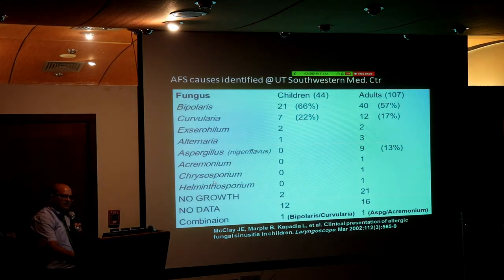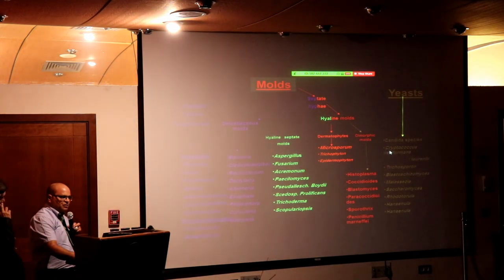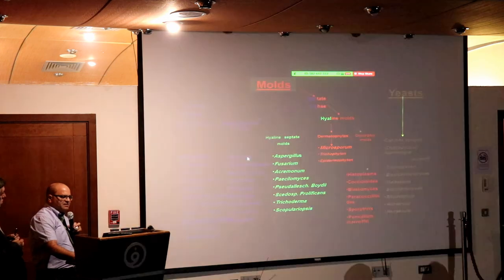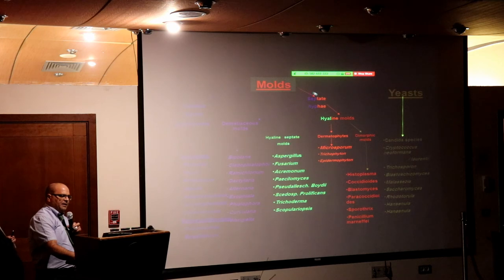What kind of fungi causes allergic fungal sinusitis? In this study from the University of Texas Southwestern Medical Center, comparing children with adults, Bipolaris had the lion's share, followed by Curvularia and some aspergillosis. And that, I guess, forces us to go back to the microbiology days. If you wanted to place Bipolaris and Alternaria and Curvularia, they are called dematiaceous molds, and they have septated hyphae.